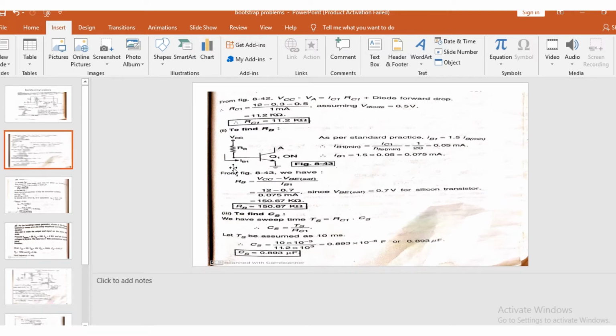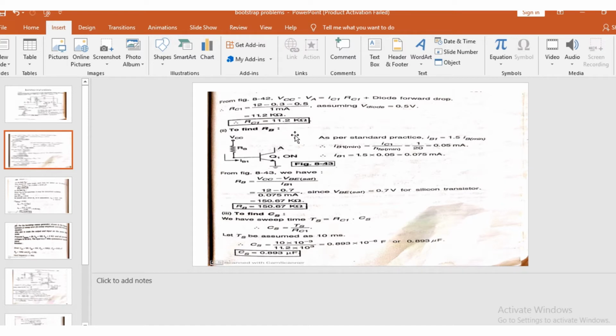Now you can see from figure 8.42, for finding RC1, we have a relation: VCC minus VA is equivalent to IC1 RC1 plus the diode forward drop. From this relation we will find the value of RC1. This is the formula for finding it. Substituting the values, and here we are assuming that the diode voltage drop is 0.5 volts. By substituting all these values, we get RC1 as 11.2 kilo ohms.